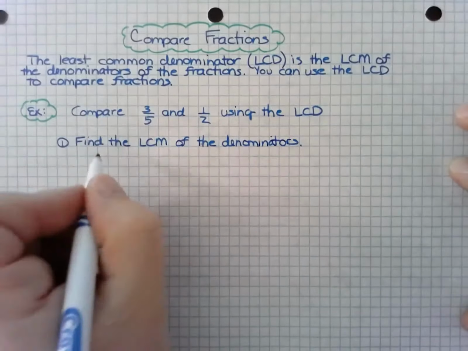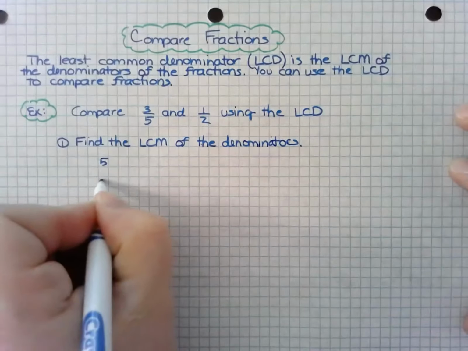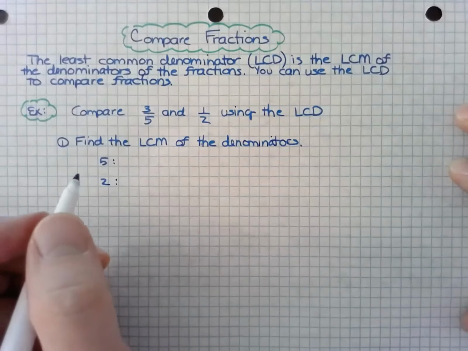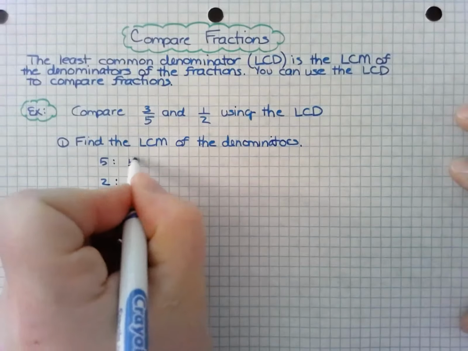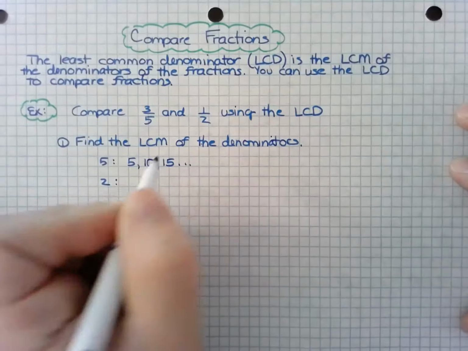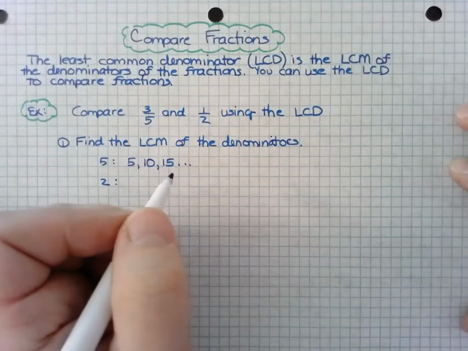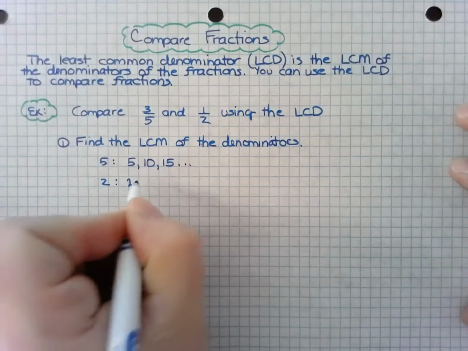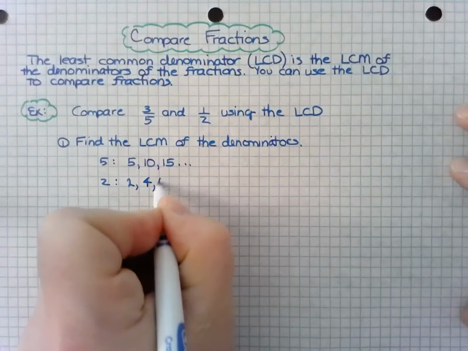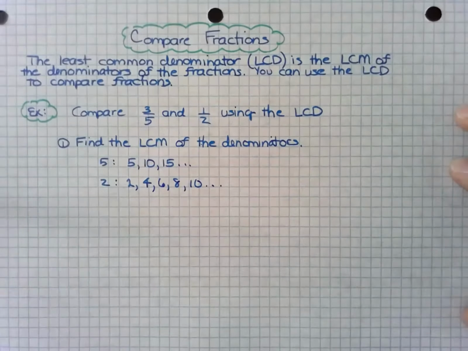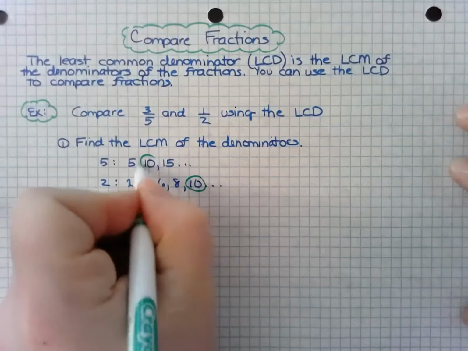So I know that the denominators are 5 and 2, and so let's go ahead and write down our multiples. So we have 5, 10, 15. I think I'll stop there because I think I know that there's one there that also is a common multiple of 2. 2, 4, 6, 8, and 10. And yes, 10 is my least common multiple.